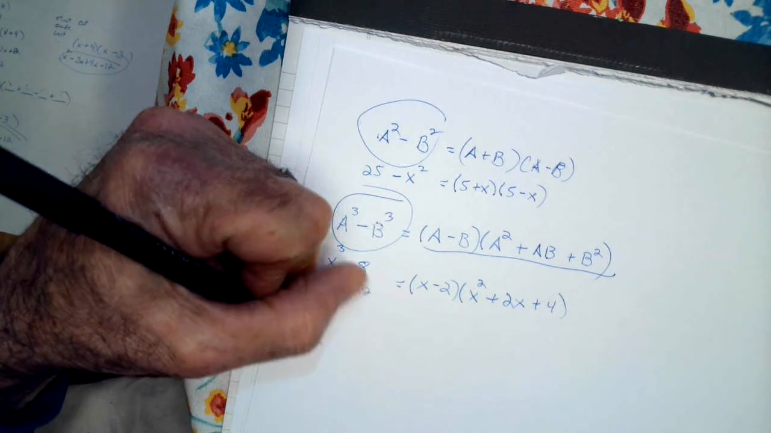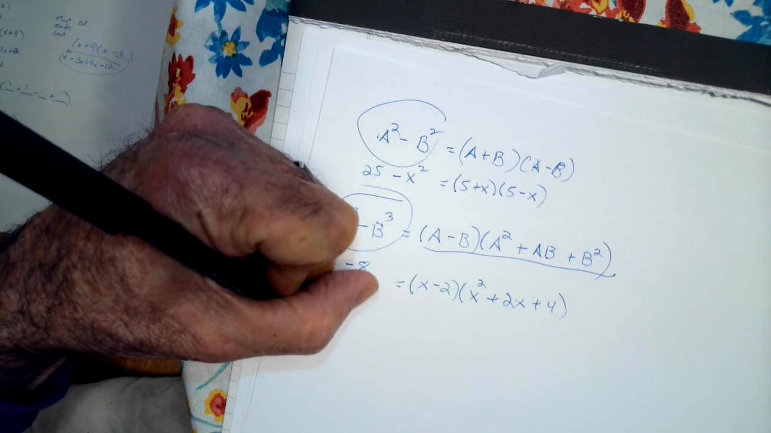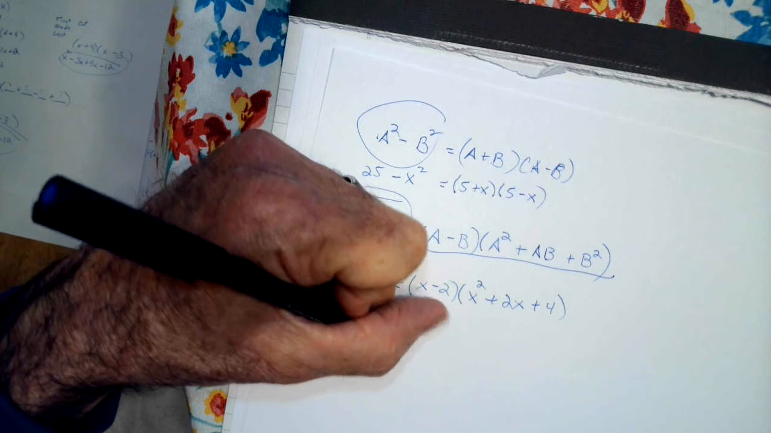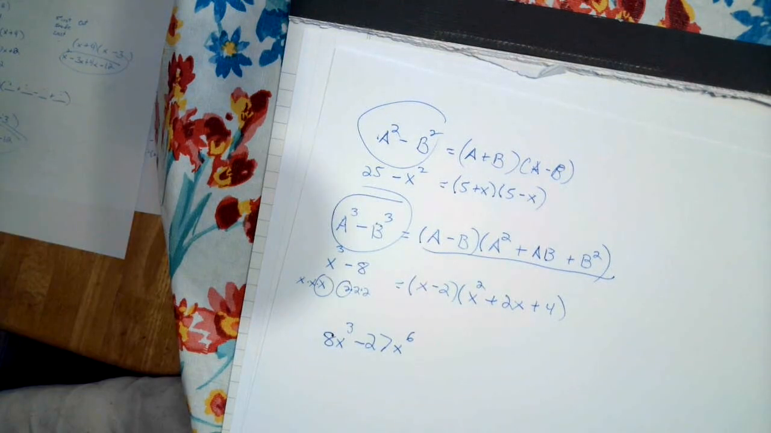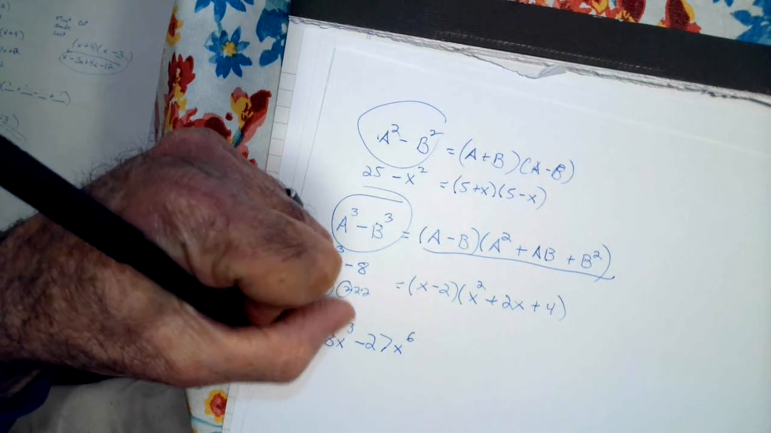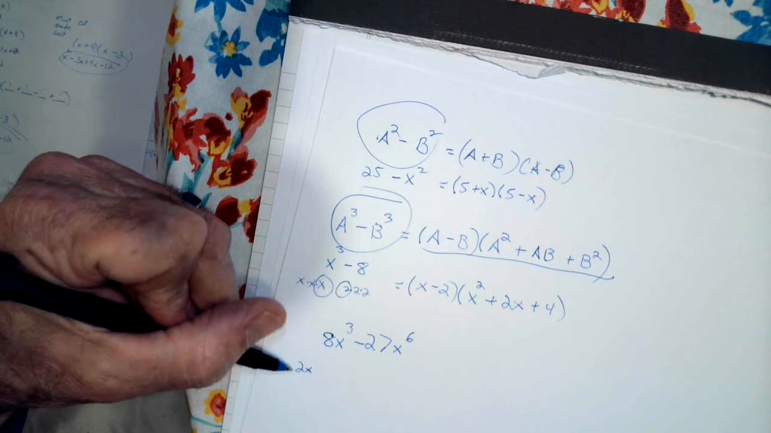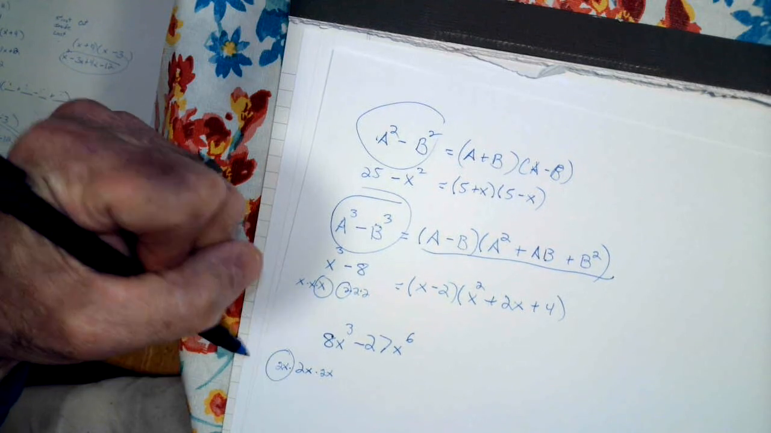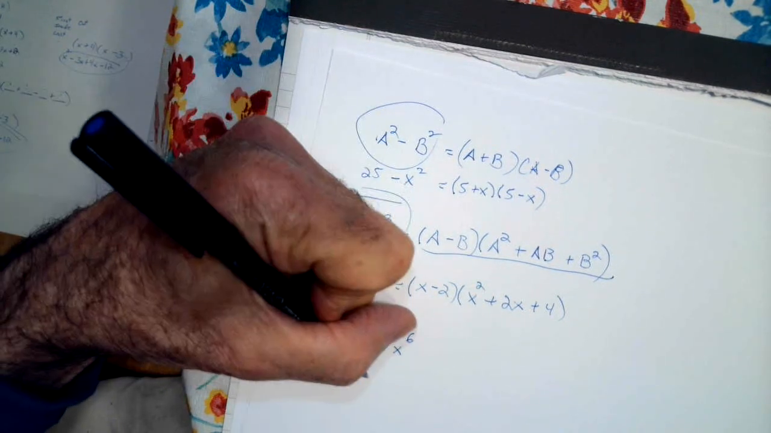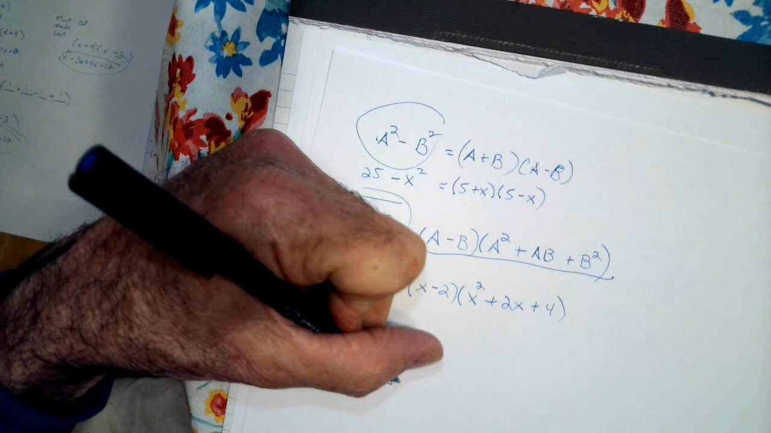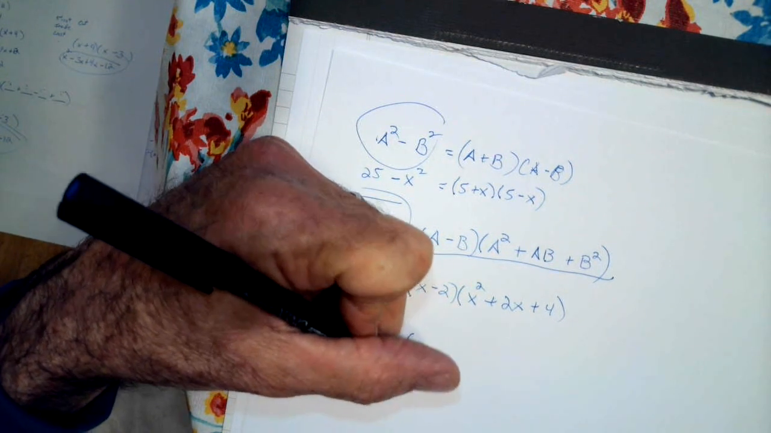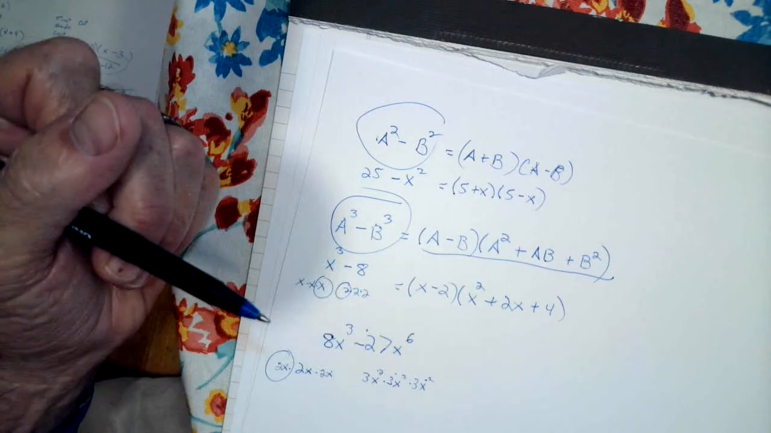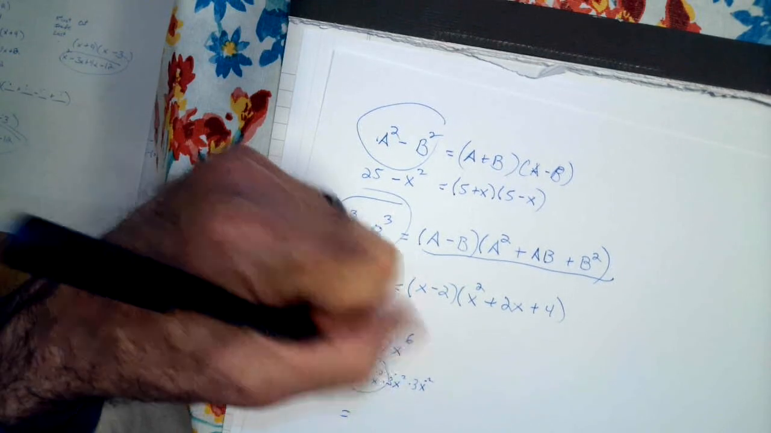So your example in your note says, for example, you have 8x to the third minus 27x to the sixth. And it says factor those. Well, this is going to be 2x times 2x times 2x, right? Okay, so that's your A. 27x to the sixth is 3x squared times 3x squared times 3x squared. So 3 times 3 times 3 is 27. X squared times x squared times x squared is x to the sixth. So we would look at this and we say, okay, that's my B.